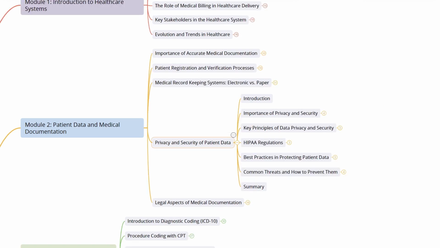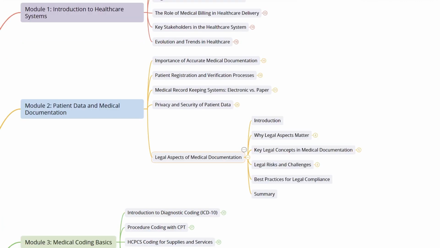Next, privacy and security of patients' data. Compliance with regulations like HIPAA is crucial in protecting patient confidentiality. Measures include encryption, access controls, and audit trails. Now, this section discusses safeguarding sensitive information in both electronic and physical formats.